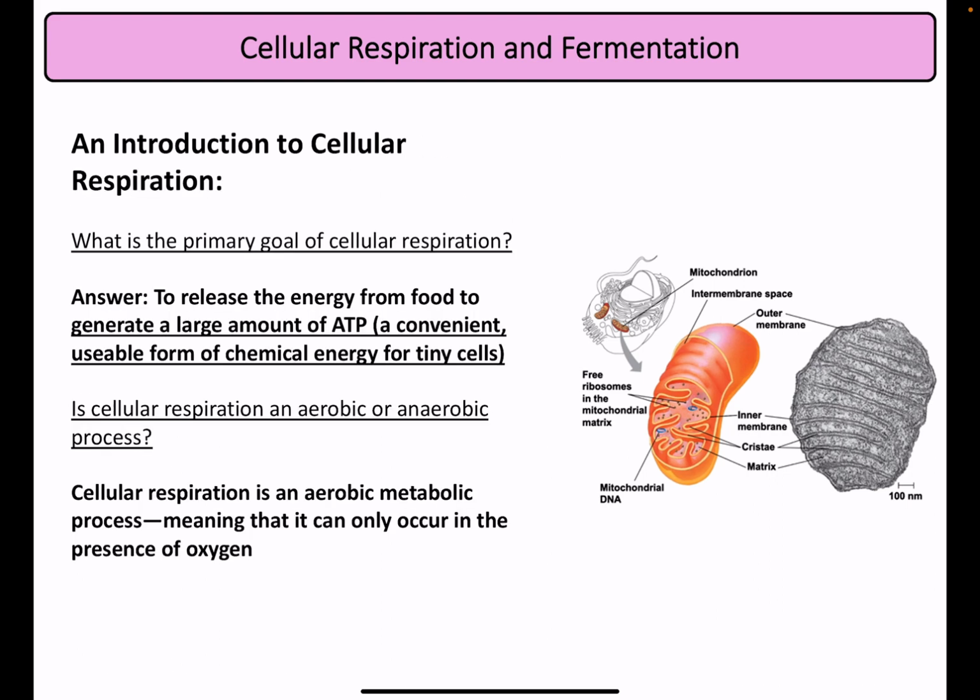Question number 3. What is the primary goal of cellular respiration? Why do we do it? The answer has to do with energy. It has to do with releasing energy from food to generate ATP to power all of our cells.